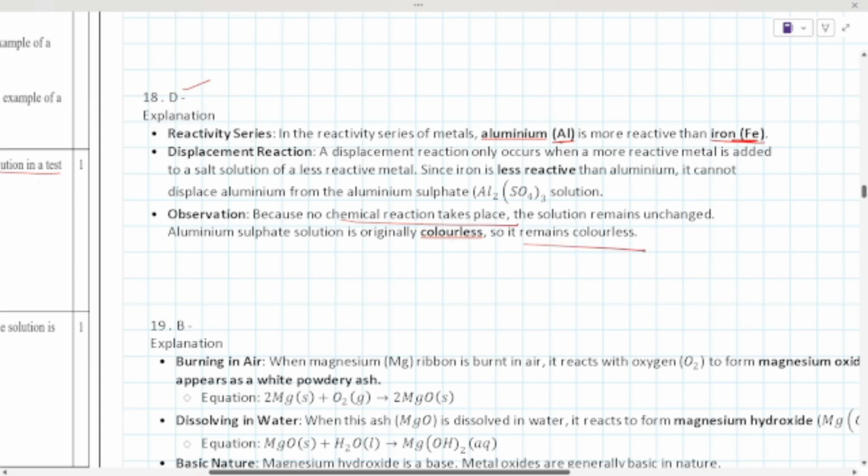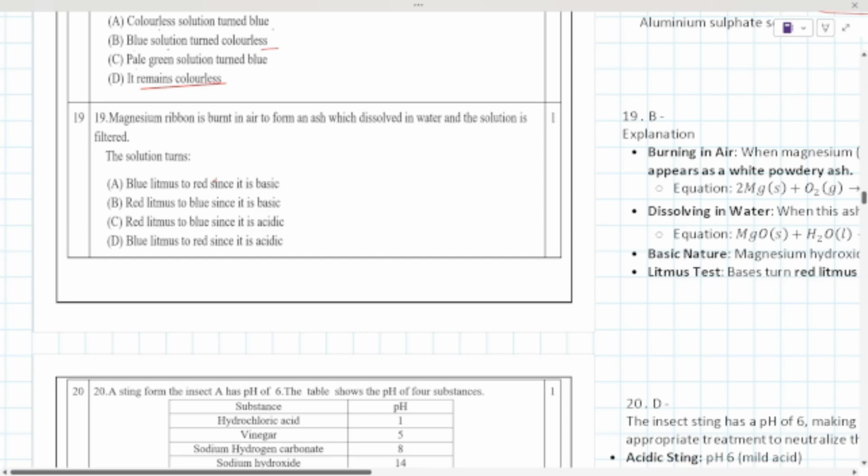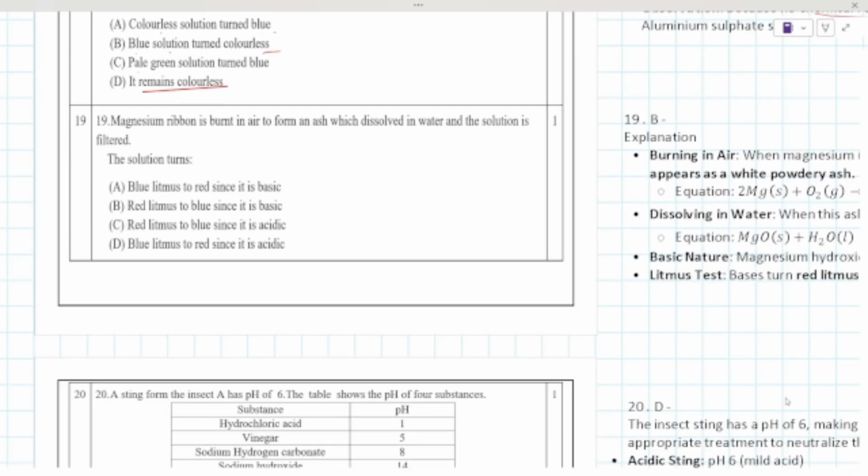That is, we can say that aluminum sulfate solution is originally colorless, so it remains colorless. Is it clear? Yes. Clear or any doubt? Now let's see number 19. No doubt.